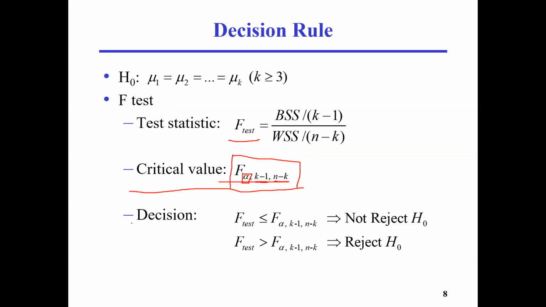The next step is similar to the two-sample tests and one-sample test decisions. You compare your test value with your critical value. Again, if your test value is smaller than your critical value, you are in the safe zone. You do not reject H0. If your F-test value is larger than your critical value, you have to reject the null hypothesis.